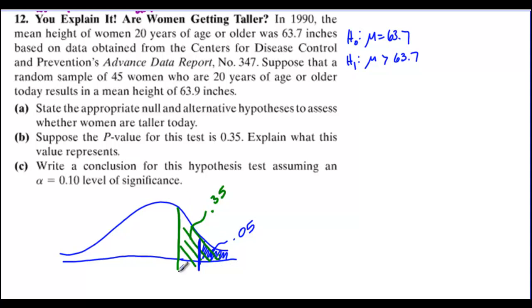So we have an area over here, 0.35, whenever our alpha was 0.05. So we are not falling within that critical region, which means we're going to fail to reject the null. So for our conclusion, we're going to fail to reject the null. So there is insufficient evidence that women have gotten taller.